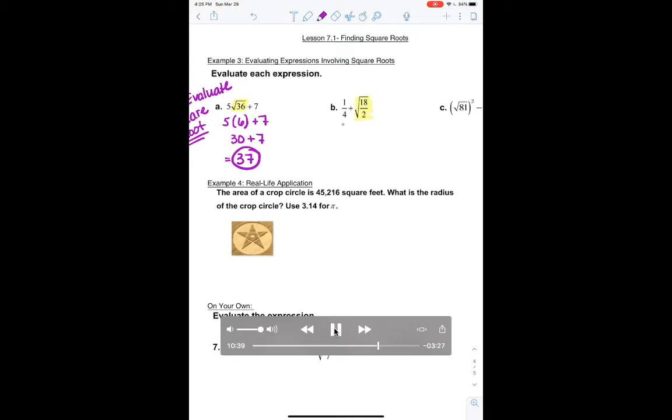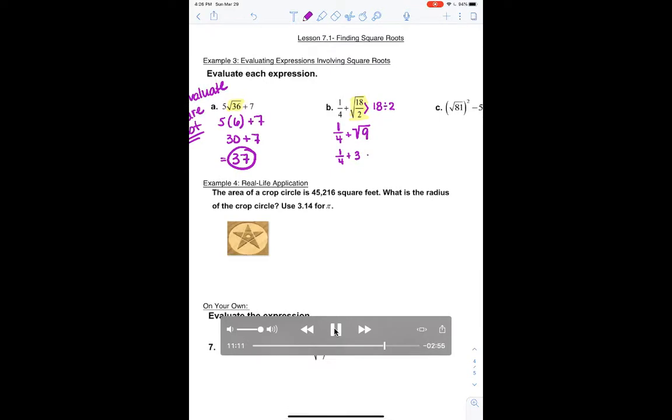Lo que voy a hacer es simplificarlo primero. Okay? So my 1/4 I'm going to keep. Plus, now, 18 sobre 2. I know that that is 18 divided by 2. Okay? ¿Y cuánto es 18 dividido entre 2? 9. All right, so I'm going to do 1/4 plus square root of 9, which is 3, and that gives me 3 1/4.